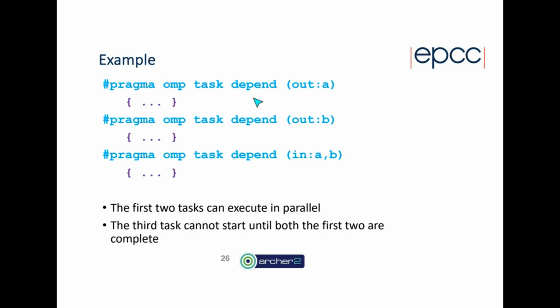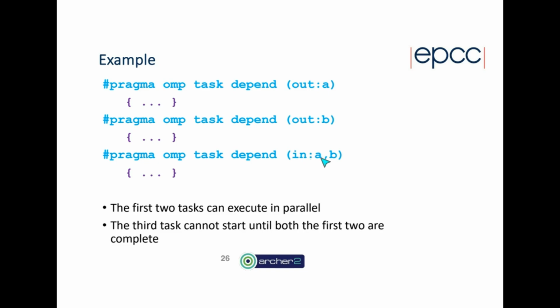Suppose I have 3 tasks, and I'm in a situation where the first 2 tasks can execute in parallel, but the third one can't start until both the first 2 are complete. So I could give the first task an out dependency on some variable A. The second task, give it an out dependency on B, and the third task, give it an in dependency on both A and B.